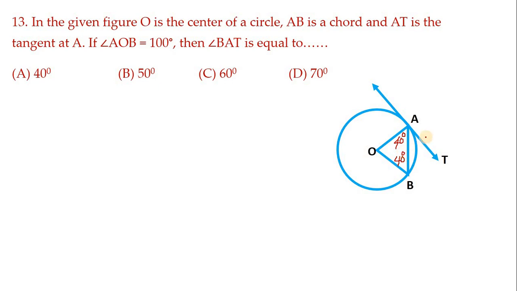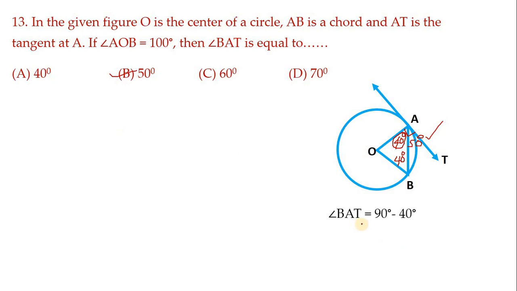And we know that whenever we draw a tangent, it makes a 90 degree angle at the point of contact. So this full angle is 90 degrees. Now this angle measurement we know is 40 degrees. So in 90 degrees subtract 40 degrees. So this angle will be how many degrees? 50 degrees. Therefore the correct option is B.